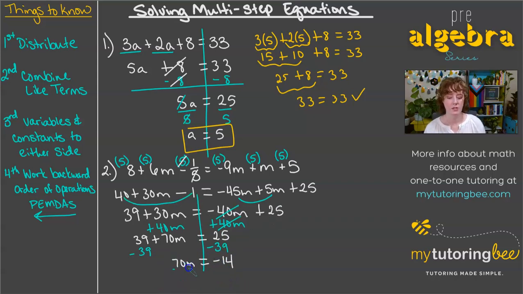And now all we need to do is get rid of that 70 by dividing both sides by 70. We're just going to simplify this fraction. 14 can go into both of those, 14 and 70 evenly. So we wind up with negative 1 over 5.